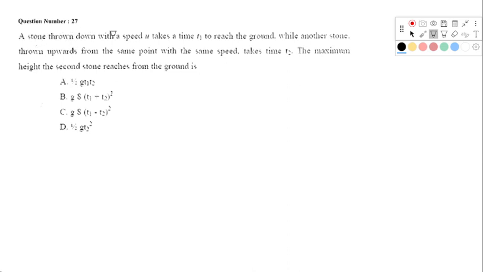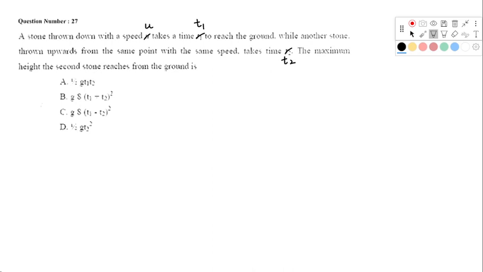A stone thrown down with a speed u takes a time t1 to reach the ground, while another stone thrown upward from the same point with the same speed takes time t2. So I'll mark the useful variables. So this is u, this is t1, this is t2. The maximum height the second stone reaches from the ground.